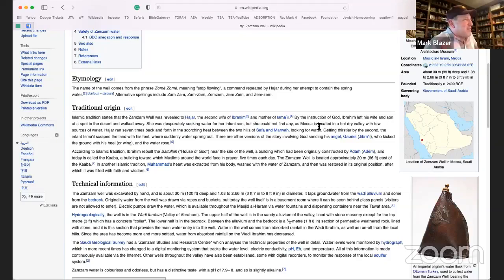There are other versions of the story involving God sending his angel Gabriel or Jibrail, who kicked the ground with his heel or wing, and the water arose. According to Islamic tradition, Ibrahim built the Bat Ula near the site of the well, a building which had been originally constructed by Adam, and today is called the Kaaba, a building towards which Muslims around the world face in prayer 5 times each day. The Zamzam well is located approximately 20 miles east of the Kaaba. In another Islamic tradition, Muhammad's heart was extracted from his body, washed with the water of Zamzam, and then was restored in its original position, after which it was filled with faith and wisdom.